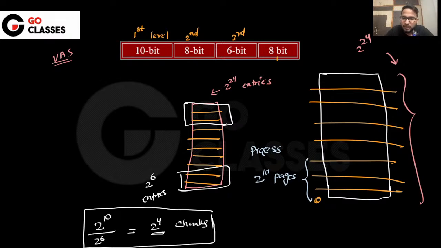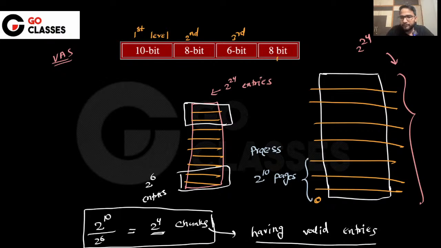So these are the chunks having valid entries, isn't it? Let me know if that is fine to everyone. You can definitely calculate that there are 2 power 18 chunks in total, and out of those 2 power 18 chunks, only 2 power 4 chunks are having some valid entries. Or you can say that each chunk is having 2 power 6 entries, and since I just need 2 power 10 entries, only 2 power 4 chunks are useful to me.